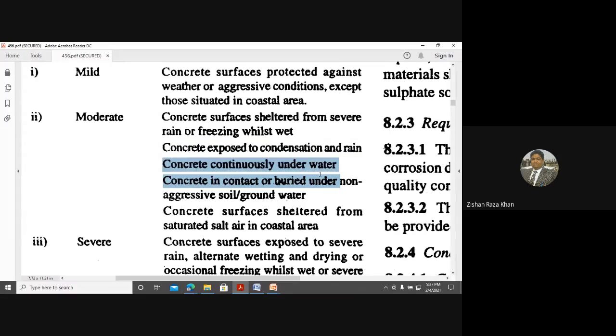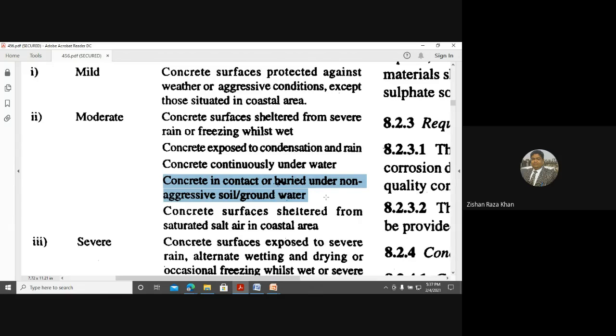Concrete continuously underwater is not the case here. Concrete in contact with or buried under non-aggressive soil or groundwater may be a case of Lucknow. And concrete surface sheltered from saturated salt air in a coastal area is not our condition. So in the moderate condition set, we basically have this criteria: concrete exposed to condensation and rain, and concrete in contact with or buried under non-aggressive soil. We have non-aggressive soil in Lucknow, and Lucknow does receive rainfall.